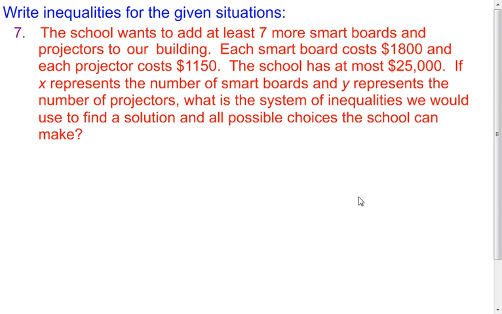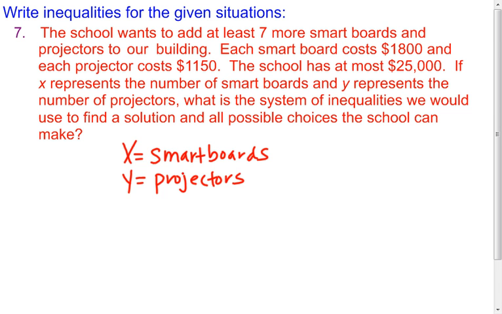So I'm going to write this here. X is smartboards, and Y is projectors. All right, so the school wants to add at least 7 more smartboards and projectors to our building. So some combination of smartboards and projectors, they're going to have at least 7 pieces of equipment is what that is saying, okay? So if I take smartboards and projectors and put them together, that total has to be at least 7.